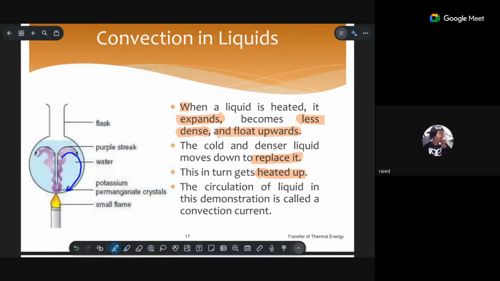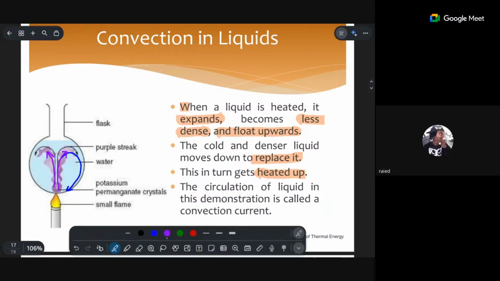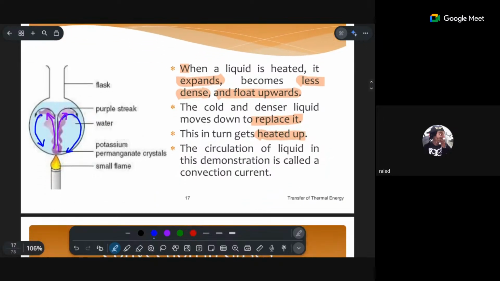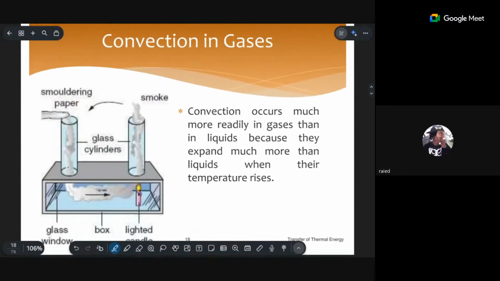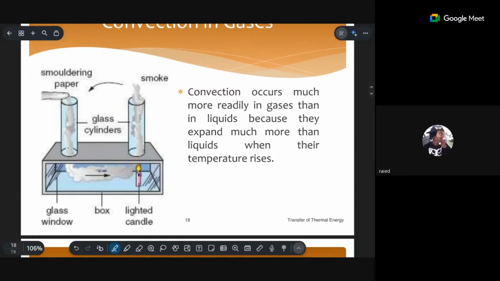Due to that, the hot molecules are going up and the cold molecules will move down. In this way, they will be heated up and so on. So this is basically a method of convection. Convection in gases can be demonstrated by this example. There is a box, and in that box there is a lighted candle to heat up the smoke that we are going to provide.